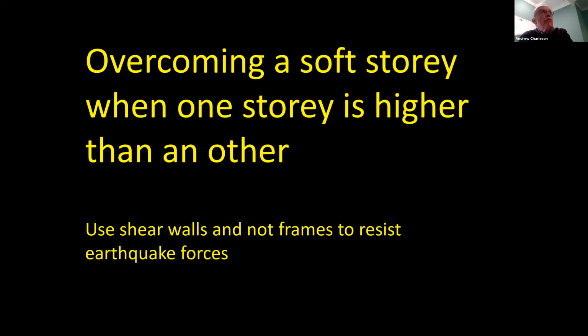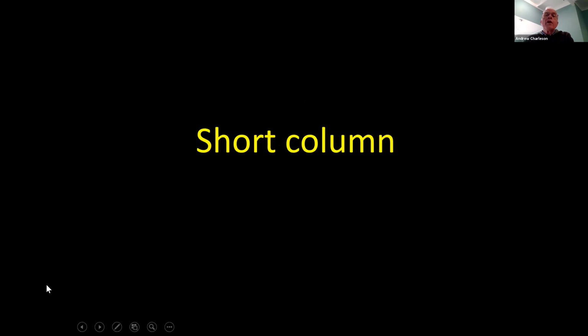So if you have a building with a very high ground floor, then immediately you should be using shear walls to resist earthquake. And you can use columns and beams to resist gravity. That's no problem. But to resist your earthquake forces, you have to use shear walls. What about short columns? This is the second common deficiency for vertical configuration.